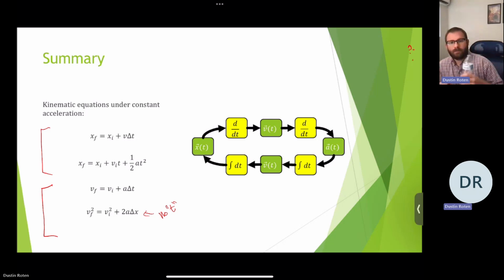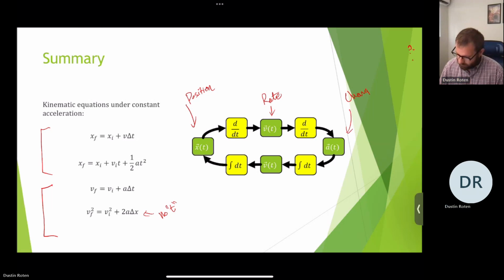And then the only other thing you'll need to remember is essentially the calculus side of this. So what happens when you differentiate? What happens when you integrate? This all is a bit circular, but essentially you have a position, you have a rate. It's going to be your velocity, so how your position changes over time. And then you're going to have the change of rate.